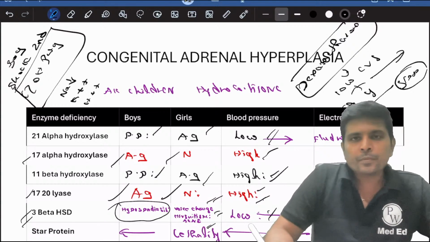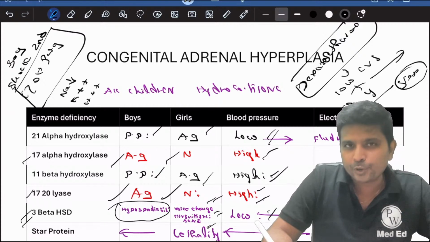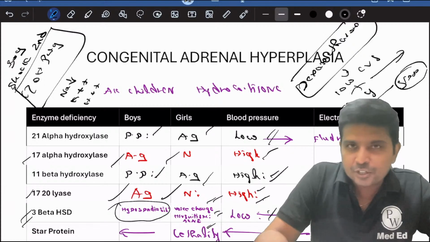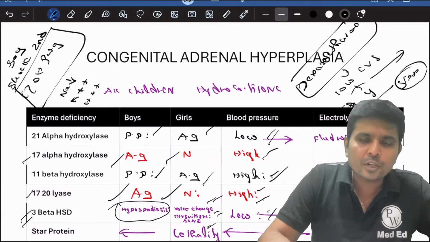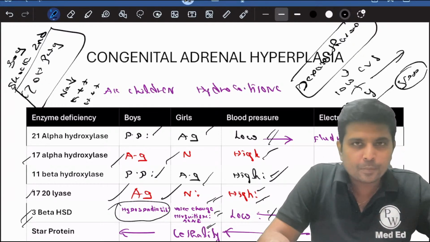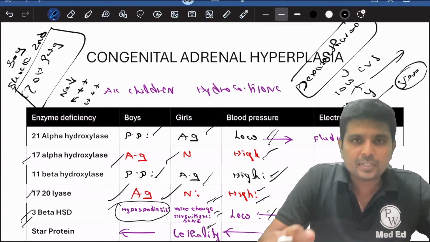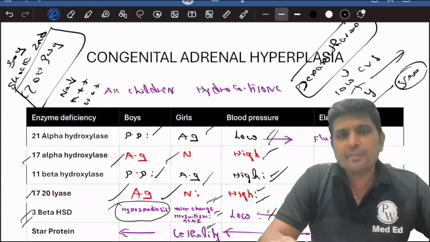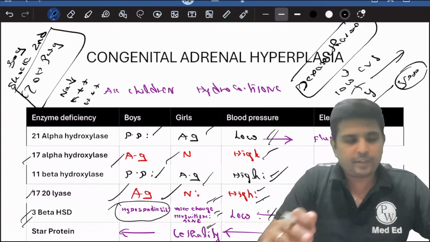Whereas if the karyotype is a girl, then you need to give dexamethasone till the child is delivered, and then put the child on lifelong fludrocortisone or hydrocortisone. Hydrocortisone in all cases of congenital adrenal hyperplasia, but fludrocortisone only in cases with hypotension. In cases of 17 alpha hydroxylase, 11 beta hydroxylase, and 17,20 lyase, there is already hypertension and no need for fludrocortisone. Only hydrocortisone is enough to shut the fetal pituitary, diverting your 17 hydroxyprogesterone away from testosterone. Right.